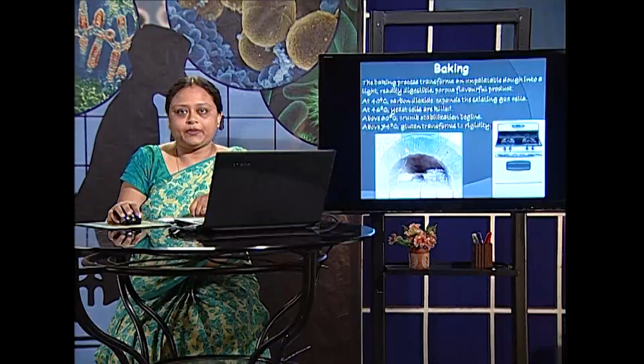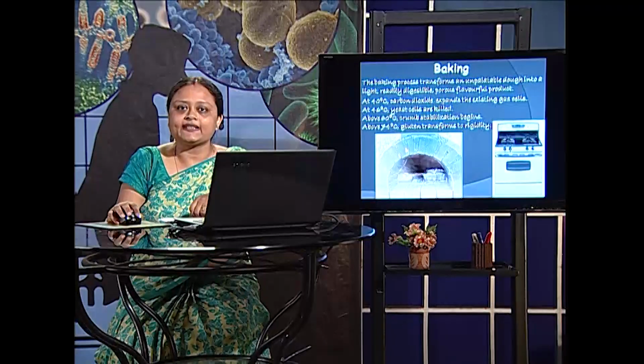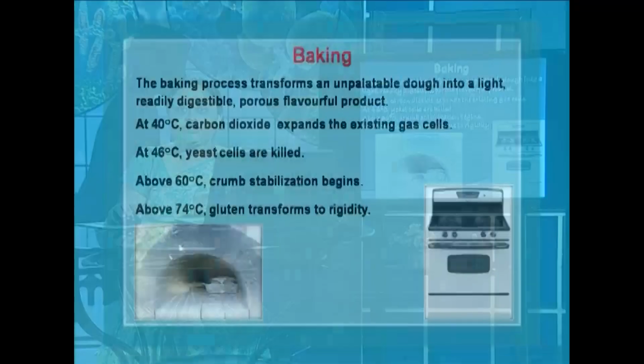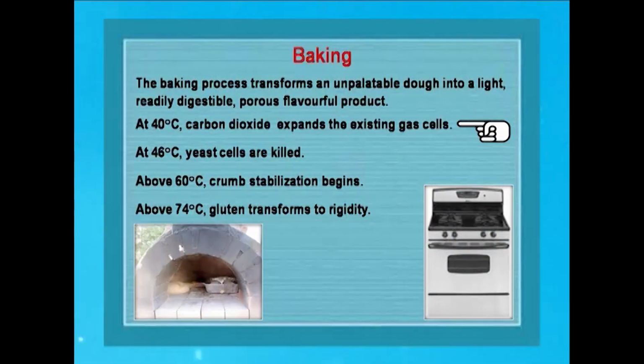Then followed by baking. A lot of things happen in the baking process, but the temperature actually provides the necessary changes. Now, following at 40 degrees centigrade, as temperature is increased, carbon dioxide gas already produced by the leavening agents expands and increases the existing gas cells. Then at 46 degrees centigrade, yeast cells are killed.